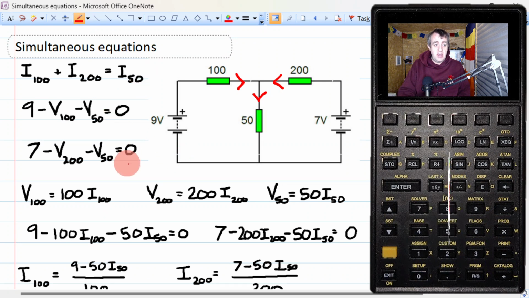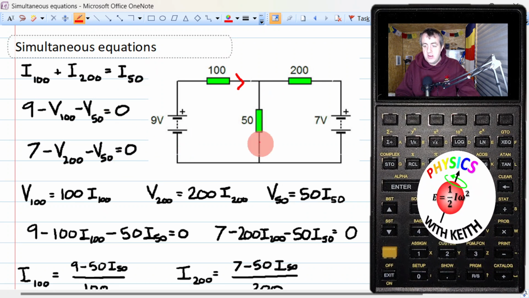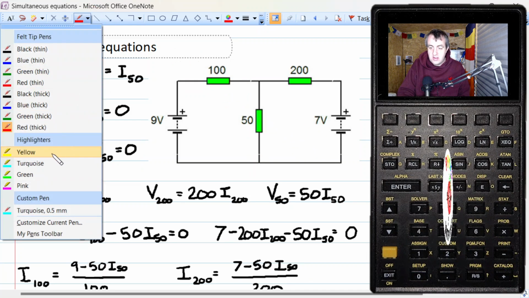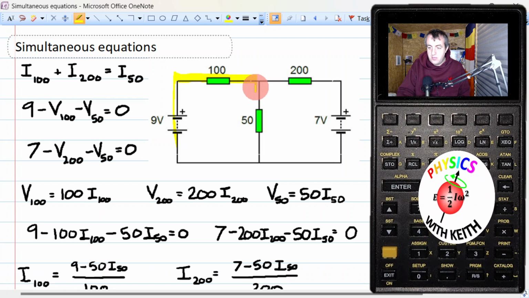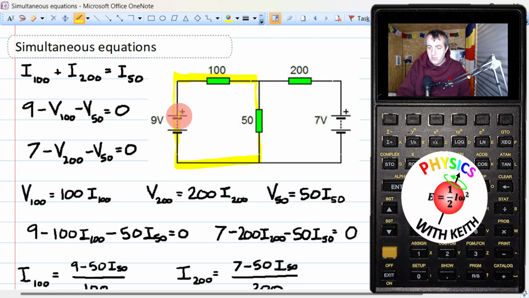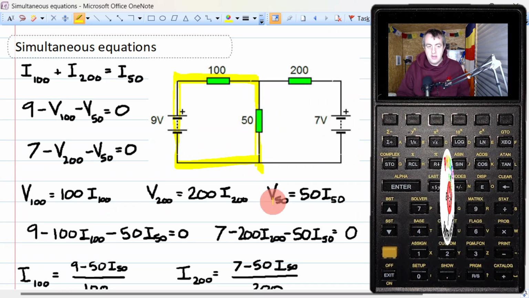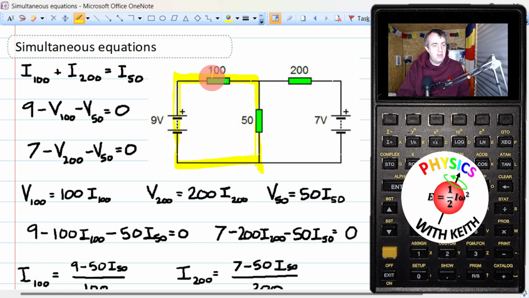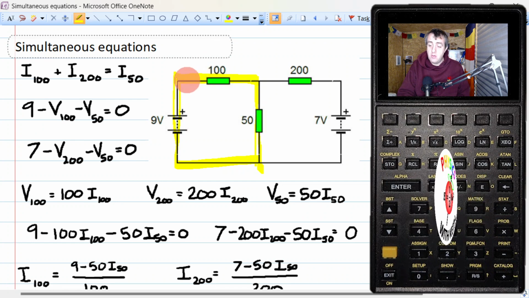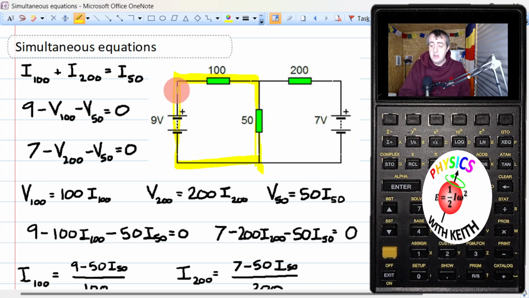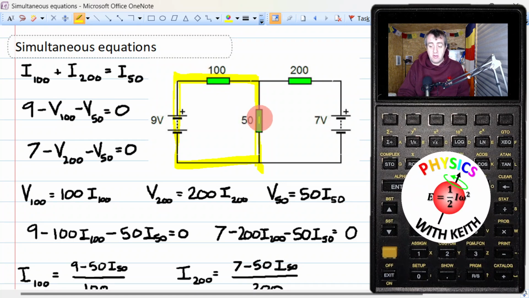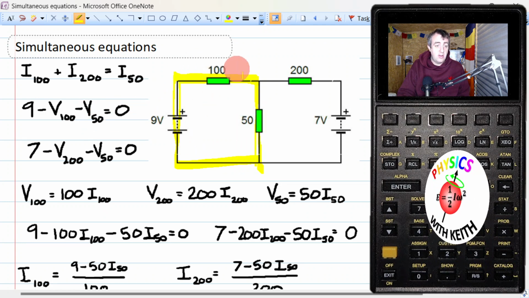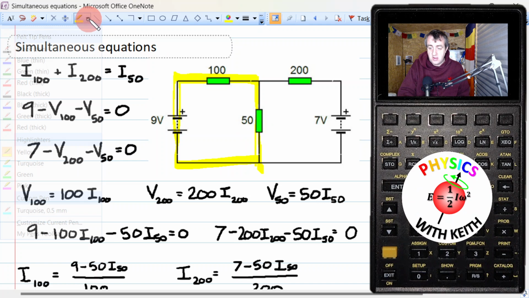The next two equations here are Kirchhoff's second law. For these two, what I've done is I've analysed the loops, two loops in this circuit. I've started with this loop, and I've said that if you follow around this loop here, we pick up 9 volts, so that's positive 9, and then subtract the potential difference across the 100 ohm resistor, which I'm calling V subscript 100, and subtract the potential difference across the 50 ohm resistor, so subtract V50. According to Kirchhoff's second law, that should equal 0 because energy is conserved.